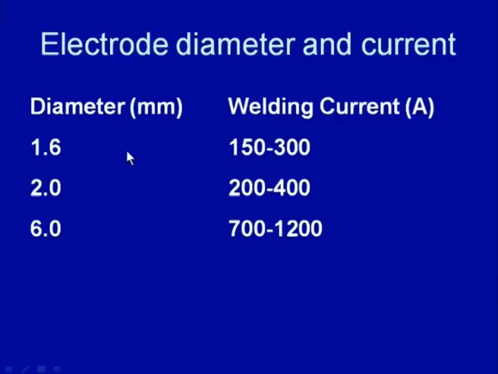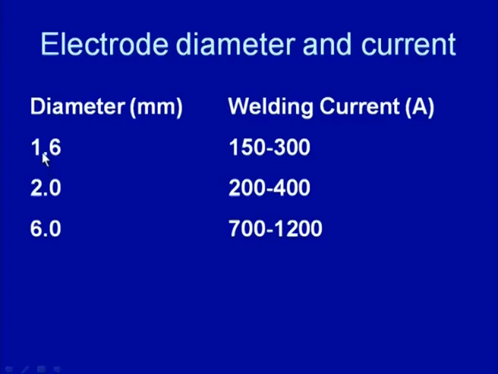However, there are certain current ranges for the different electrode sizes which are normally preferred. Say, for an electrode of 1.6 mm diameter, the current range can be 150 to 300 ampere, for a 2 mm diameter electrode, the current range can vary from 200 to 400 ampere, and for a 6 millimeter diameter electrode, the current range can vary from 700 to 1200 ampere.